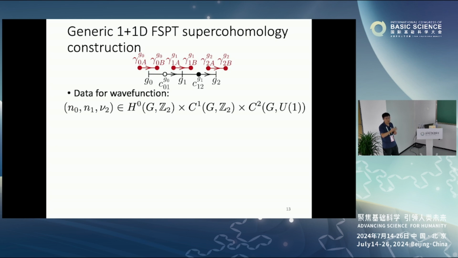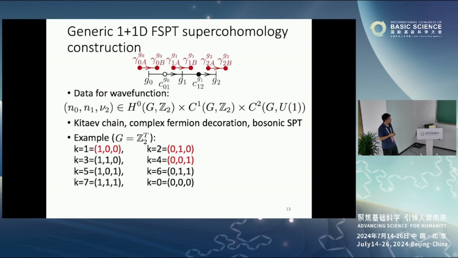n0 equals 0 or 1, depending on whether you have a Kitaev-type chain or not. And this n1 is a 1-chain that indicates whether this link is occupied by a complex fermion or not. And finally, this nu2 is a phase vector. This phase vector is associated with the F move that I will tell you later. So these are the 3 layers of fermion SPT constructions.